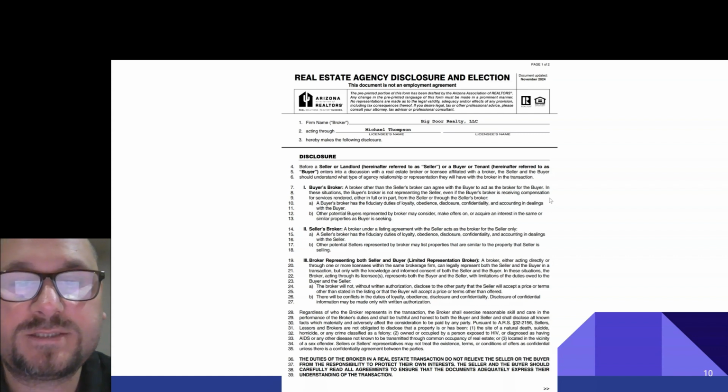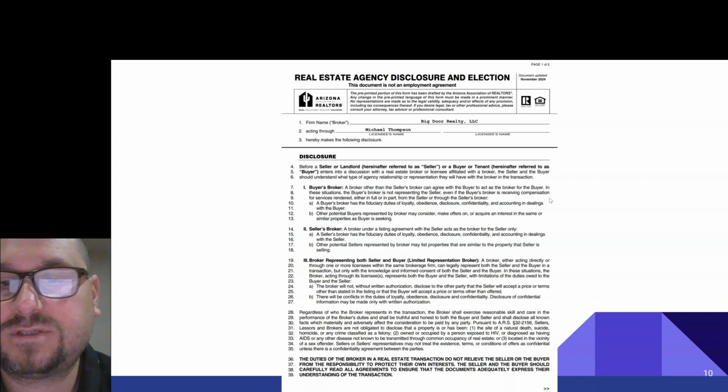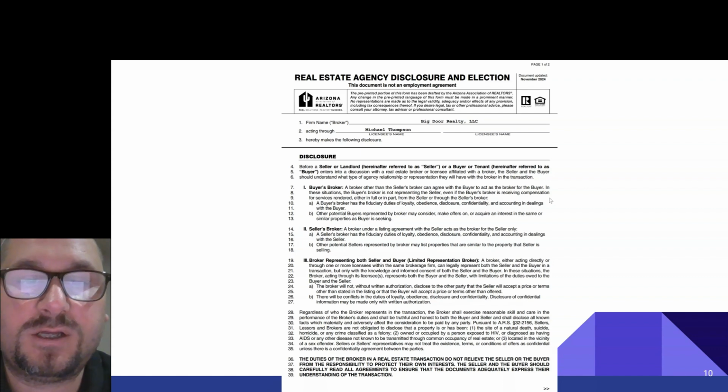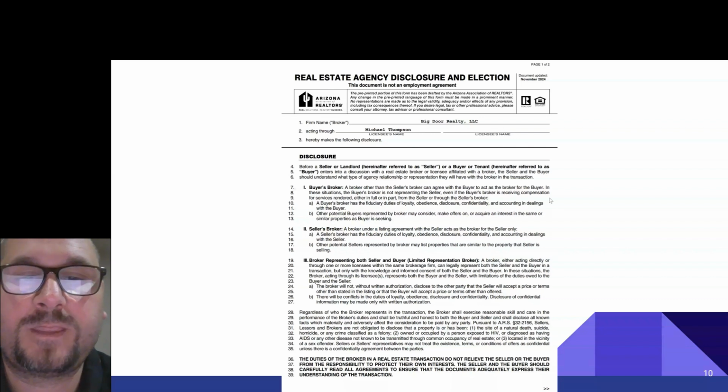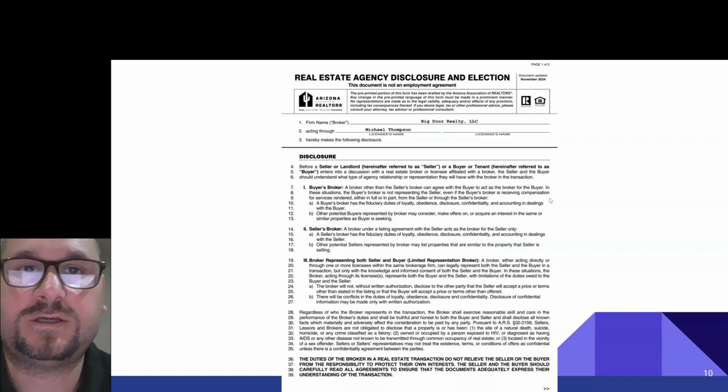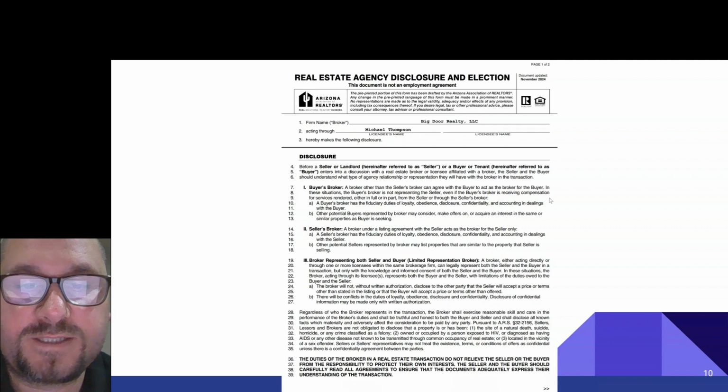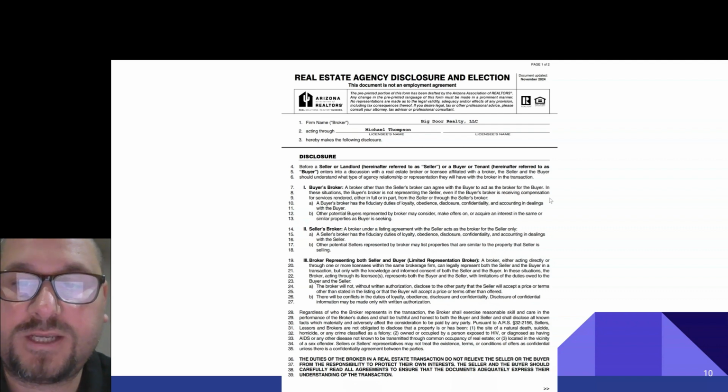The broker will not, without written authorization, disclose to other parties that the seller will accept a price or terms other than stated in the listing, or that the buyer will accept a price or terms other than that offered. So basically, it's saying we're not going to accept anything other than what's offered in the contract. There will be no conflicts in the duties of loyalty, obedience, disclosure, and confidentiality. Disclosure of confidential information may be made only with written authorization.